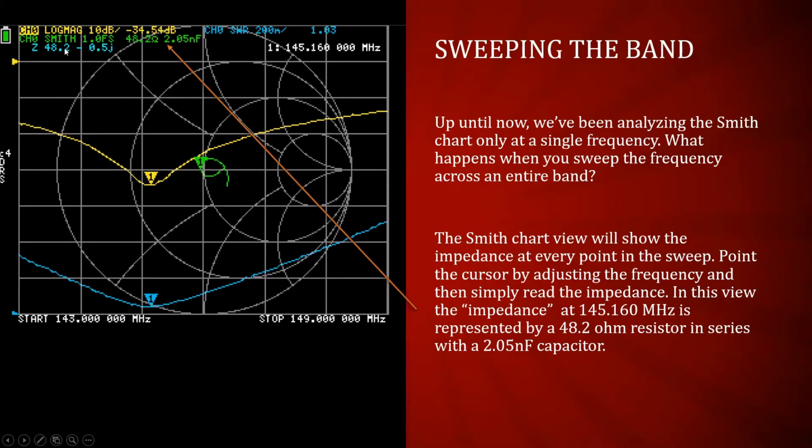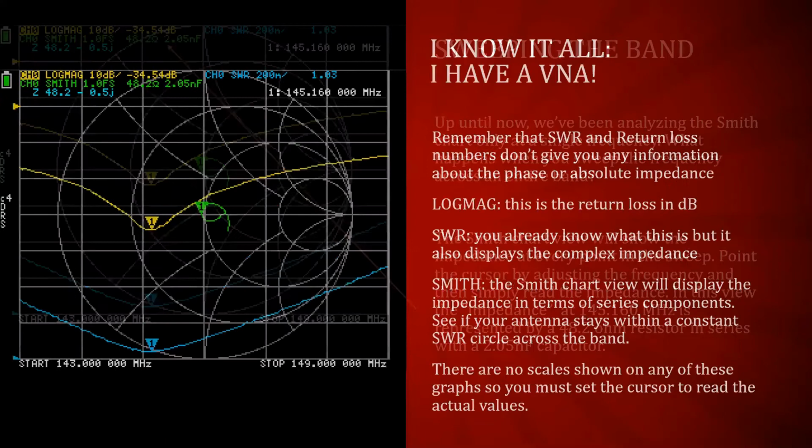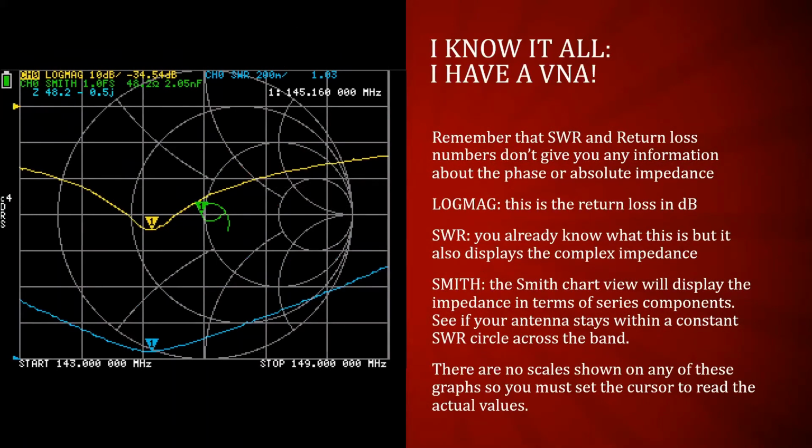Here's your input impedance, by the way, 48.2 minus J point. It's a little bit capacitive. And you can kind of see that it's a little bit below the line here at the point of the pointer. But it's really a pretty good thing. And if you want to know what it is, that's a 48.2 ohm in series with a 2.05 nanofarad capacitor. Everything is here. This is an amazing graph. And it's an amazing amount of information that you have on your VNA just by doing the sweep. All of these numbers are alike. You have a VNA, and now you know it all.